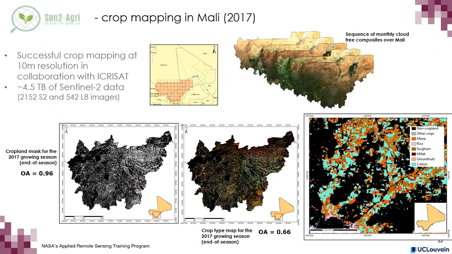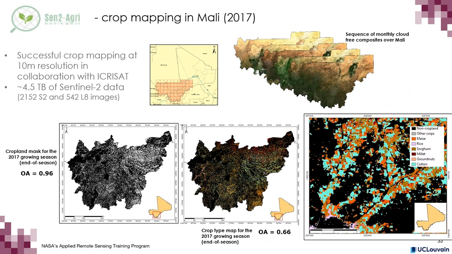In Mali, the cloud-free composite has been delivered from the Sentinel-2 imagery on a monthly basis, as you can see here. And the data have been processed to deliver a cropland map and a crop type map, but only for the southern part of Mali in this case. This involves more than 4.5 terabytes of Sentinel-2 data, corresponding to 2,152 Sentinel-2 images and 542 Landsat-8 images.